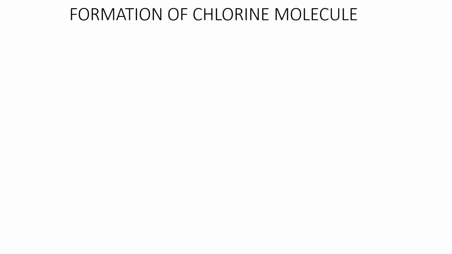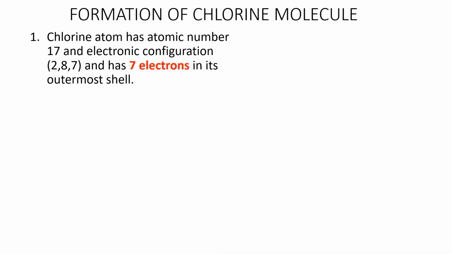The second example I am having to study covalent bond formation is the chlorine molecule. Now a chlorine molecule is made up of two atoms of chlorine. Each atom of chlorine has got 7 electrons in its outermost shell. So this is a chlorine atom with 7 electrons in its outermost shell.